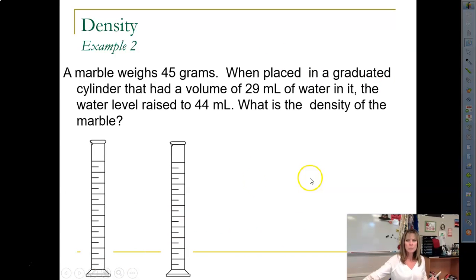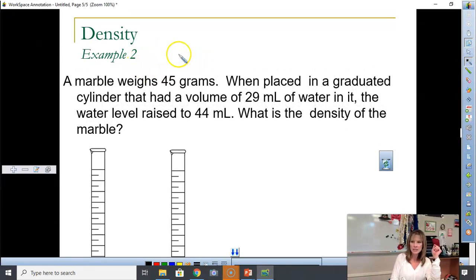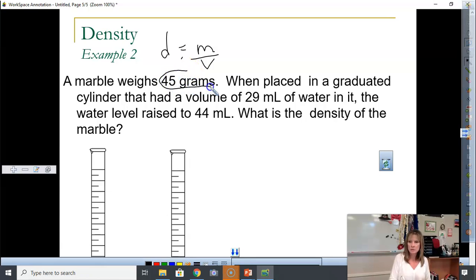Okay, a marble weighs 45 grams. When it's placed in a graduated cylinder that has a volume of 29 milliliters of water in it, the water level raised to 44 milliliters. What is the density of the marble? Okay, let's go back here and we're going to move the pen again. So density is mass over volume. We've got the mass. There's my mass. Okay, but we have a couple of volumes, and it's some kind of object that we're taking the volume of. So what we're doing here is we're using something called water displacement.